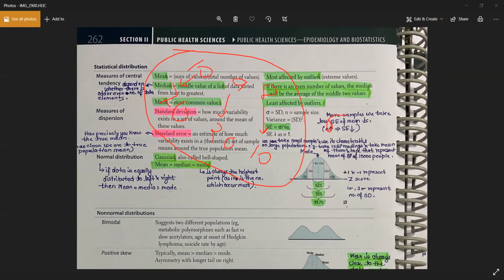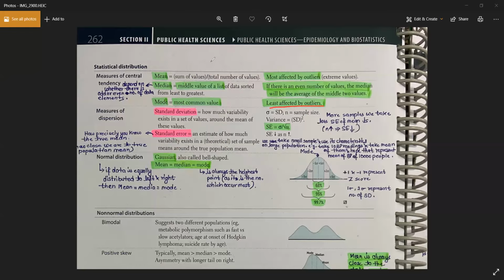Your mode would be 10, right? It will remain the same because it is repeated 70 times, the highest number of times. So as you can see here, my mode is least affected by the outliers. Mode is the most common value, and this is the value which is least affected by the outliers. And mean is the value which is most affected by the outliers. Whenever an extreme value is there, the most commonly affected value is your mean, and the mode is the least.